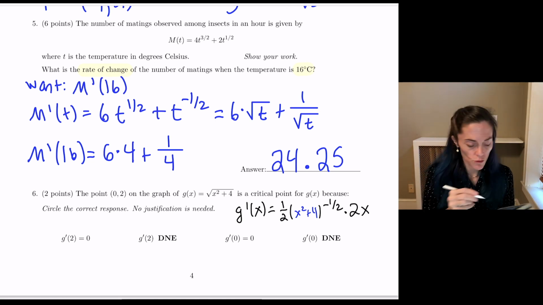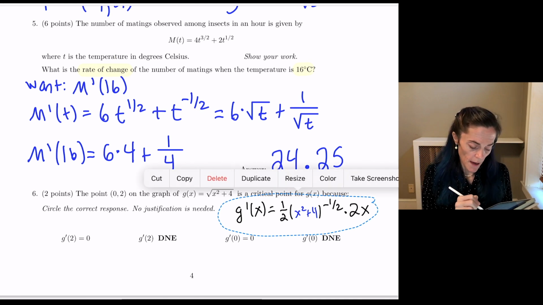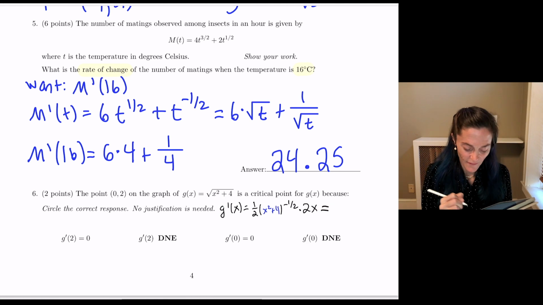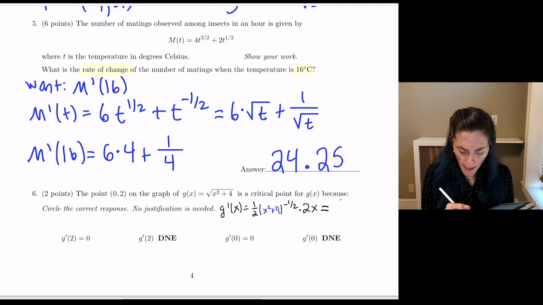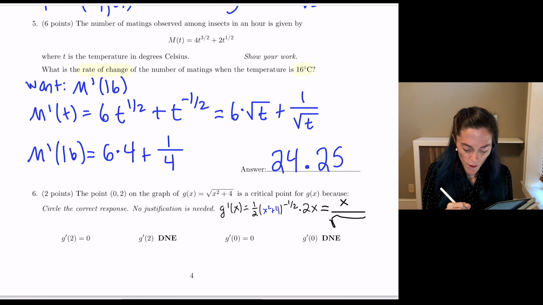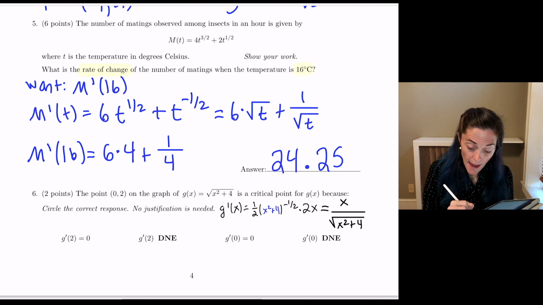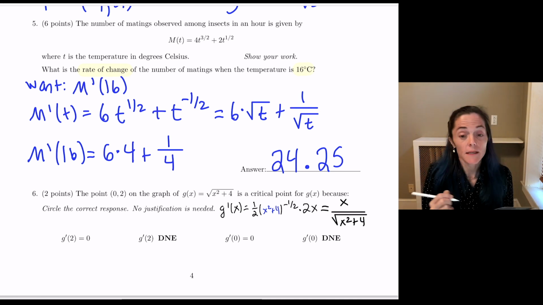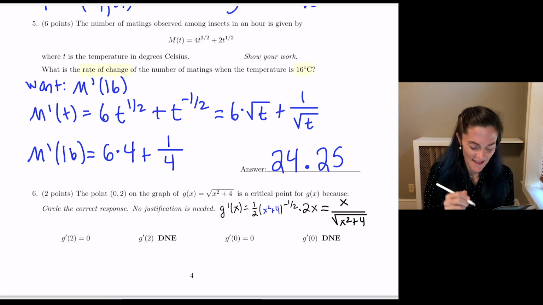Now, stare at this derivative. Maybe I will make it slightly smaller. We could simplify this. 1/2 times 2 is 1. And then in my numerator, I have an x, and in my denominator, I have the square root of x squared plus 4. Okay, now we can see. If you evaluate this derivative at 0, we get 0. So the answer is this one.